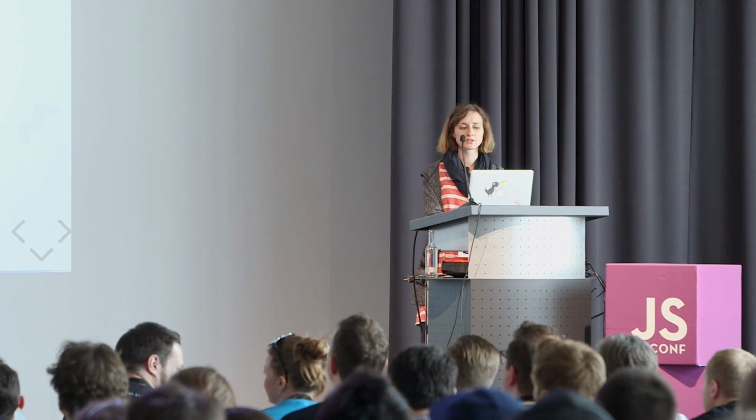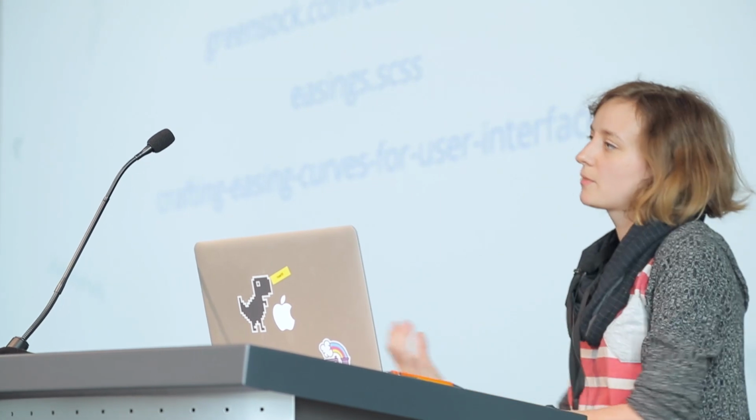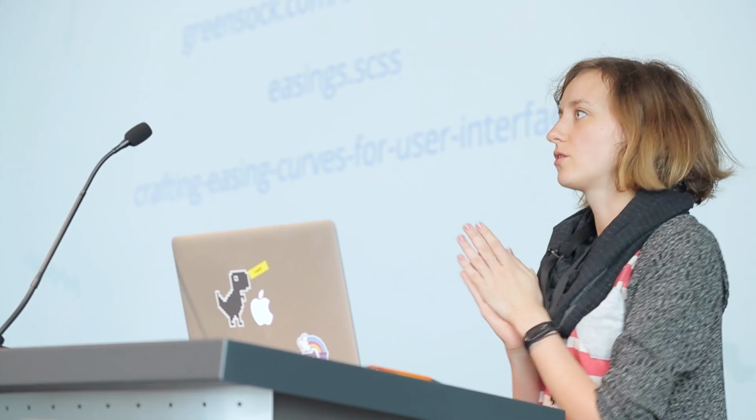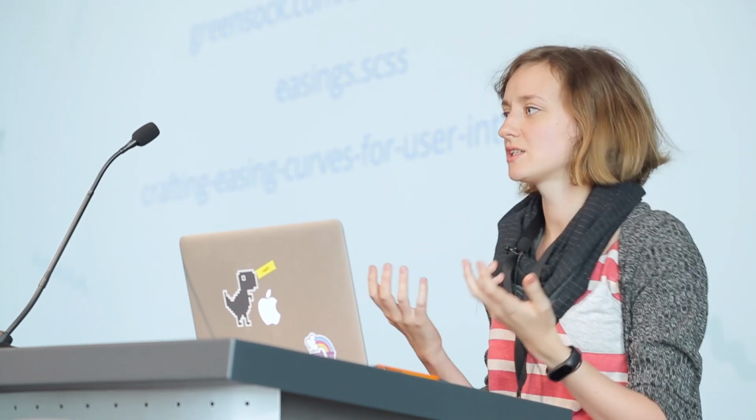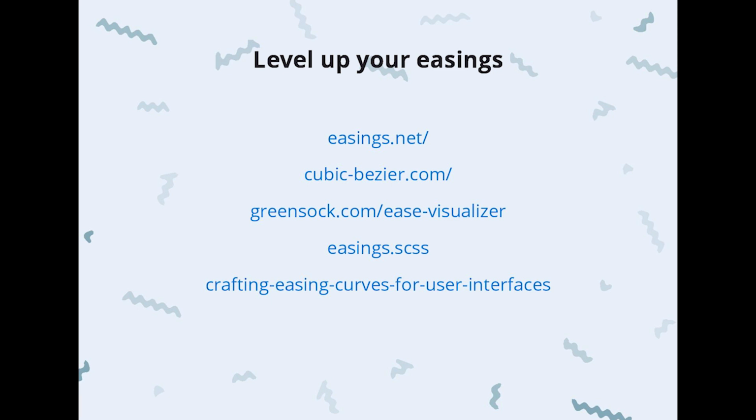One more thing I wanted to say. If you do web animations and you want to make your animations look better, try to level up your easings. Don't just use ease in, ease out, but look at different easings. There's a lot of tools like easings.net. So you get all these different easings in CSS, and you can just copy them.